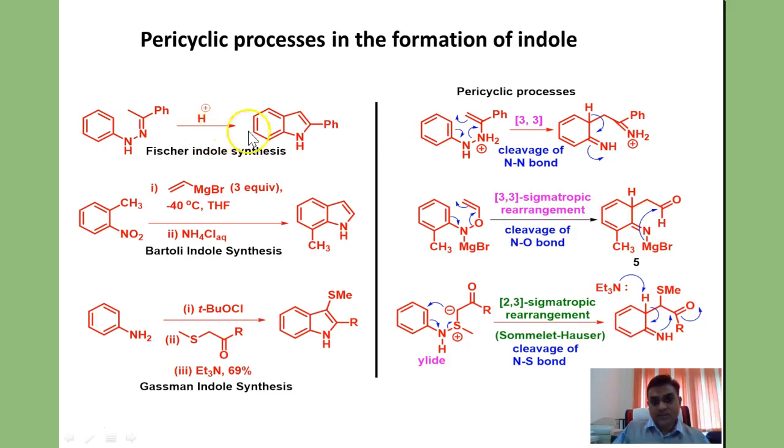And the next one here is the Fischer indole synthesis. Here also a 3,3 sigmatropic rearrangement, that we discussed in a previous class. So through this pericyclic pathway, it is very sure the carbon-carbon bond is established here, and the heteroatom-heteroatom bond, particularly the nitrogen-nitrogen, nitrogen-oxygen, nitrogen-sulfur bond is cleaved. So these are very interesting kinds of processes involved in the synthesis of indole.